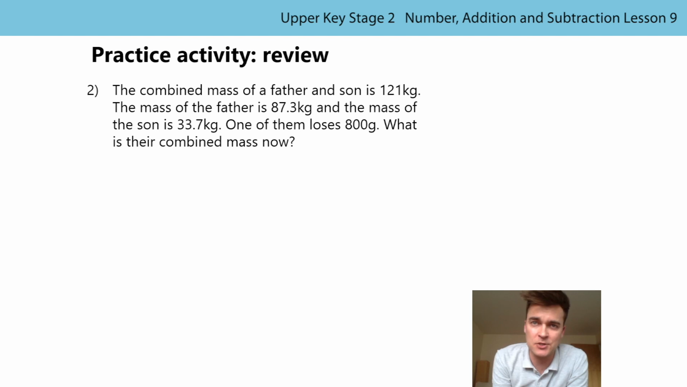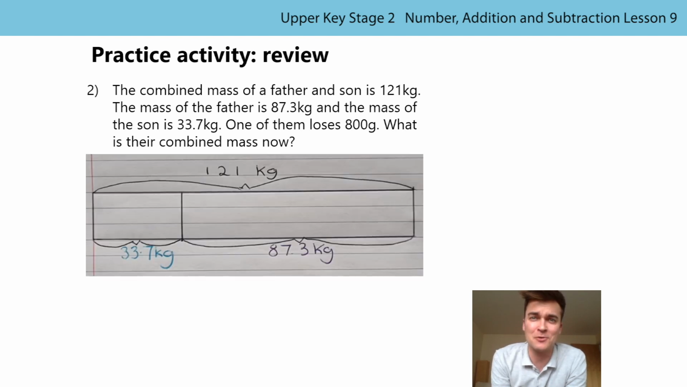When I looked at this question, I thought there were some similarities to the first question, and because I had used a bar model for that one, I wondered if it would help me again for this one. I still knew the whole from the problem, this time 121 kilograms, and I still knew in a similar way that the whole was representing two parts, 33.7 for the son and 87.3 for the father.